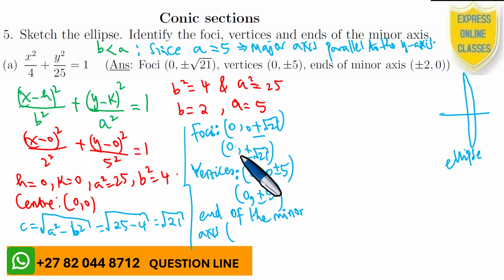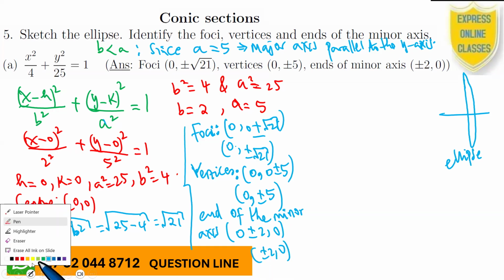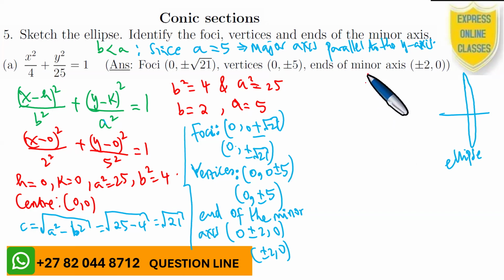So you're going to take the center and then you're going to affect only the x coordinate of the center. So starting with 0, you're going to affect it with the small one. The small one is the b. So you're going to add or subtract 2, and therefore it is plus or minus 2 and 0. Okay. So now we are at liberty to sketch very quickly and easily.